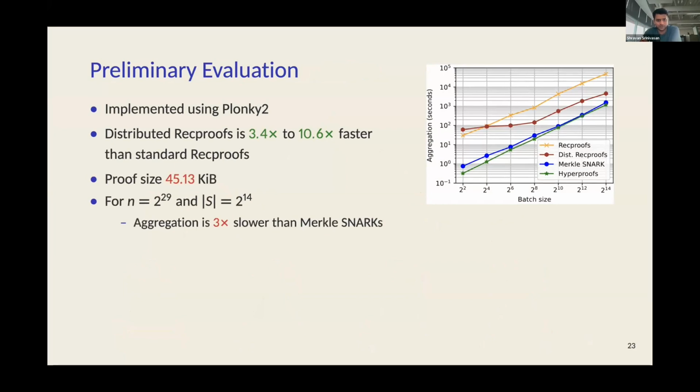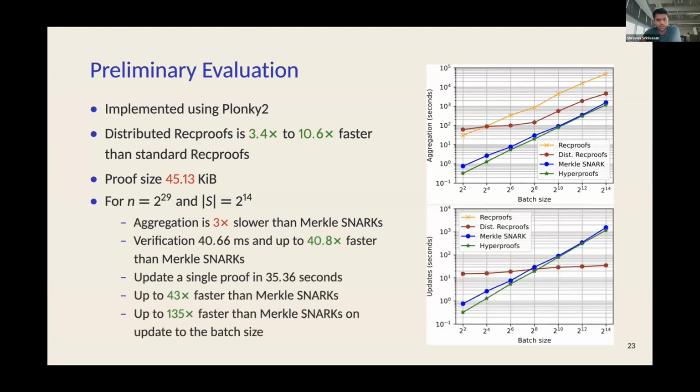The proof size is 45 KB. However, our aggregation is slower than standard Merkle snarks, where by Merkle snarks I mean that you use Groth16 and the Poseidon hash function to prove that there's a set of elements that went inside the batch. Our verification is up to 40x faster than this approach.